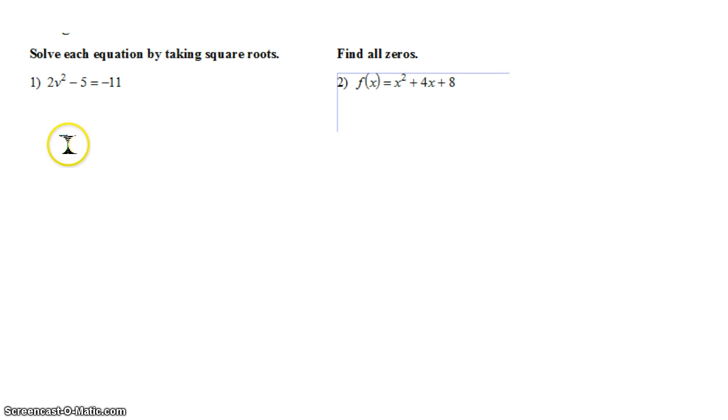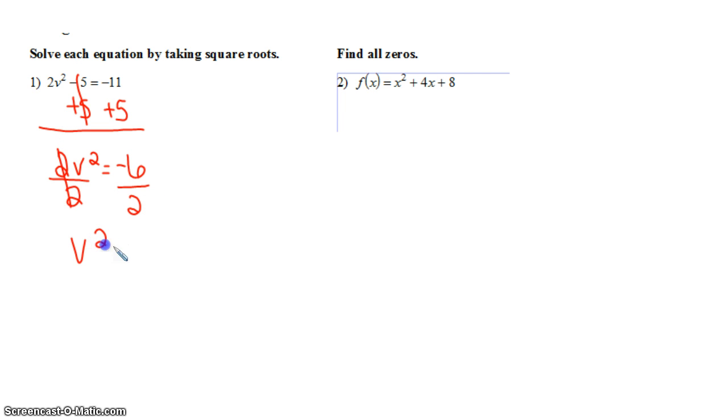On the first problem, notice that we only have a v squared. So therefore we can complete this equation by solving by taking the square roots of both sides. So I'm going to isolate the v squared on the left hand side. So the first operation that I would do would be to add 5 to both sides. So we have 2v squared equals negative 6. Then we will divide by 2.